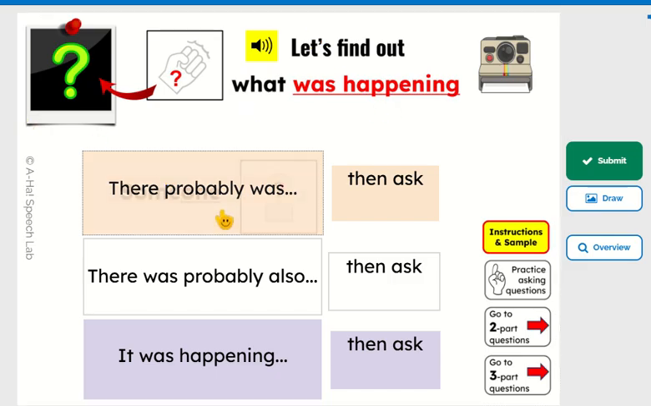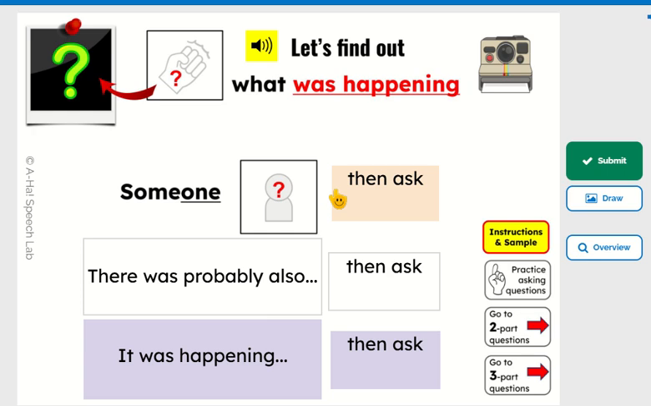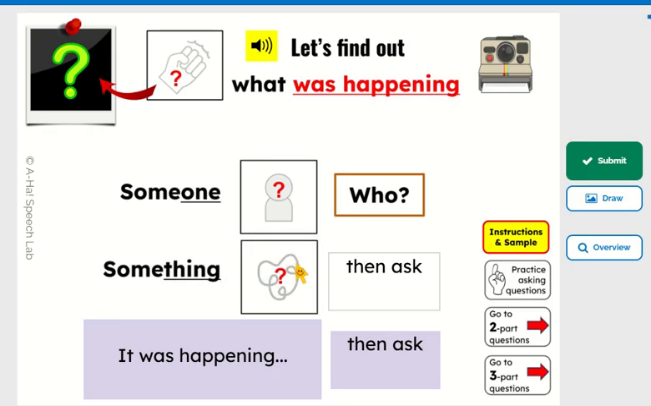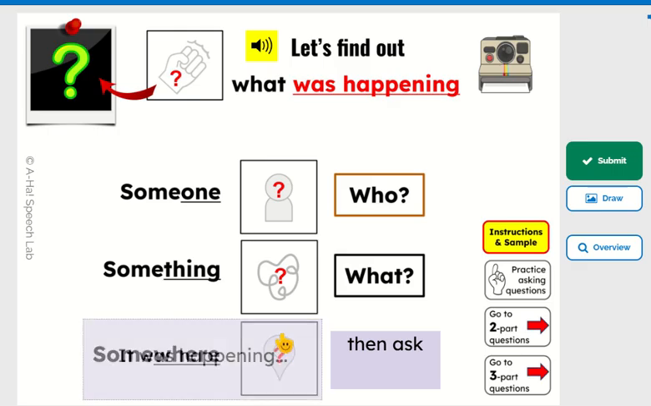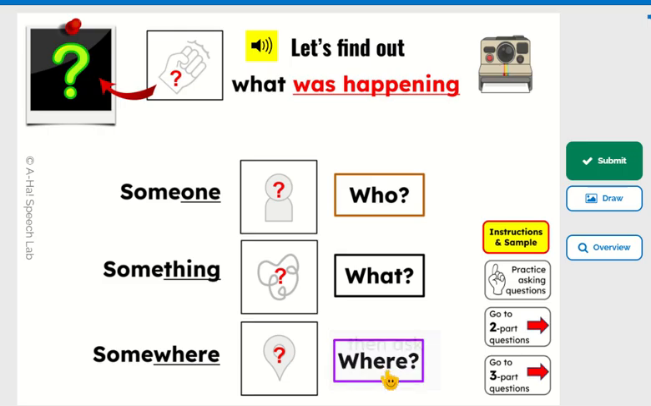So there probably was someone. Then ask who. To find out who was there, ask who. And there was probably also something in the picture. If you want to find out, then ask what. And it was also happening somewhere, at a place. Then we're going to ask where to find out. So who, what, where. Make sure the students are familiar with these concepts and words.